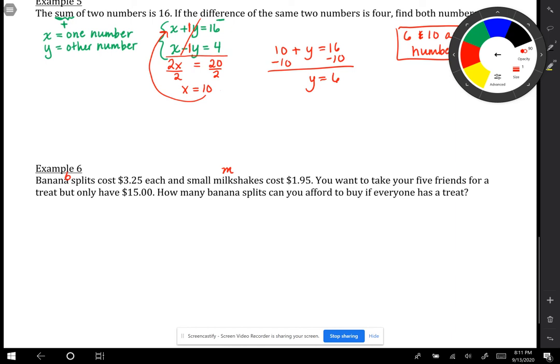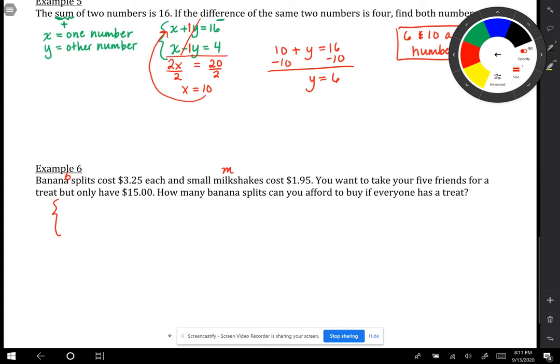And I want you to set up a system. You could do this guessing and checking, but it's not a real good method or technique to use, but a system of equations always works really well. So let's look at how many total desserts or how many people are here. So we said it was you and your 5 friends. So there's a total of 6 people and everyone gets a treat.